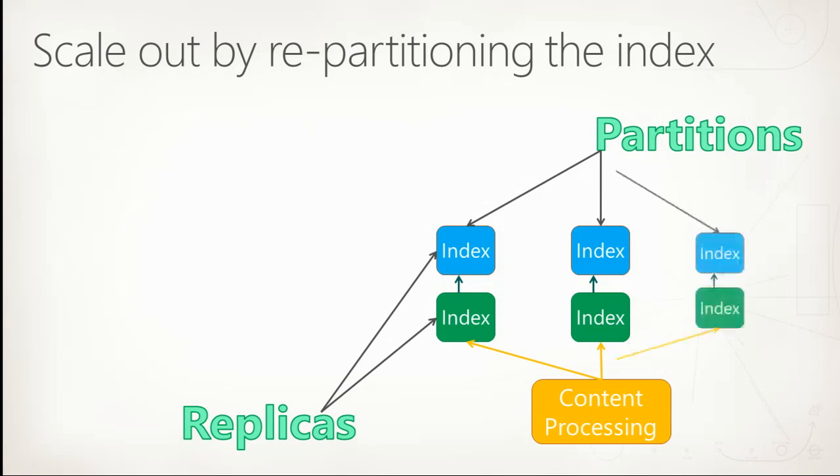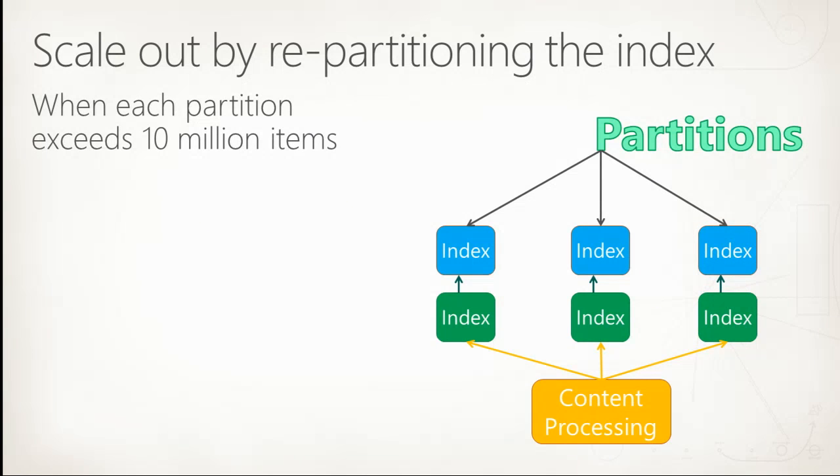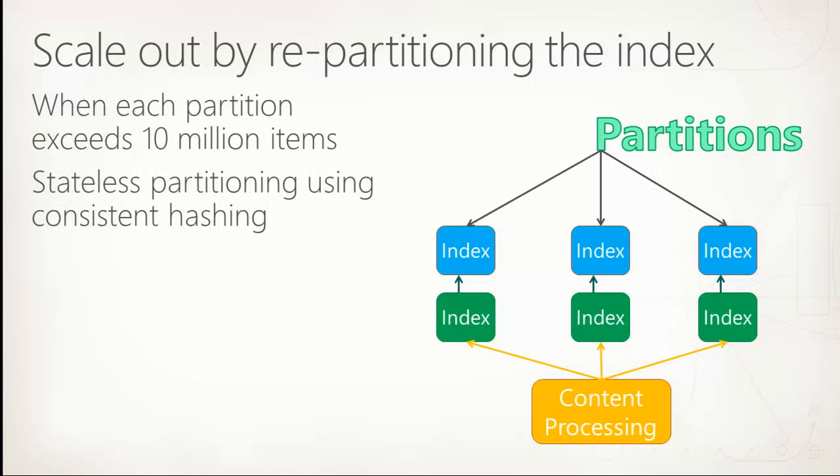So when your partition reaches 10 million items, and that's the best practice that we have, 10 million items, you would be ready to scale out your index. In this case, we're showing going from 2 to 3 partitions with 2 replicas each. Maybe, Knut, you can explain a little bit about the way this works, because it's something about stateless partitioning I think you can tell us about.